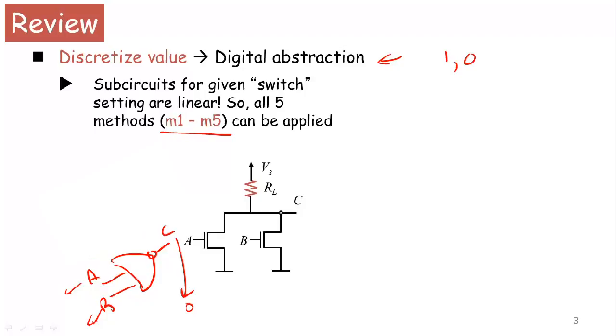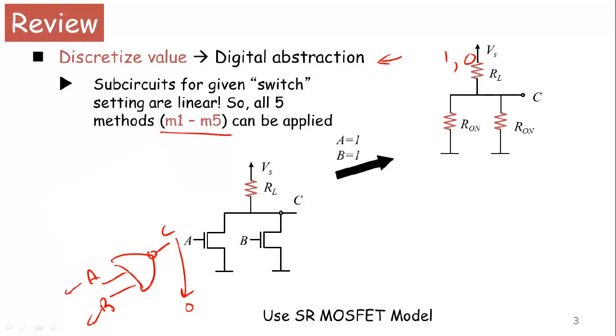Now, if you look at this gate and apply the switch resistor MOSFET model to build an equivalent circuit for this gate, then what do you see? Supposing I use my switch settings A equals 1 and B equals 1, both are high, then you will get the circuit seen on the right here. This circuit is a sub-circuit that you get. And notice this sub-circuit contains a voltage source and 3 resistors, so this circuit is linear.